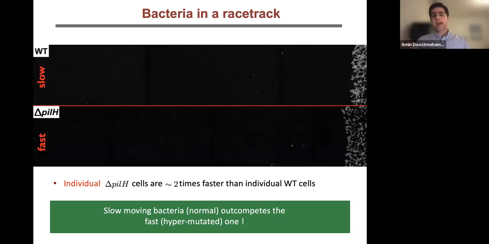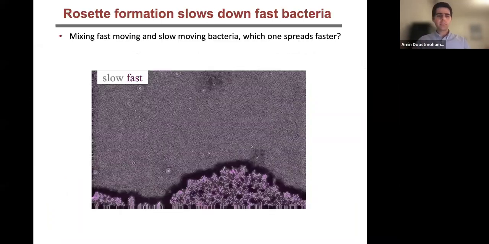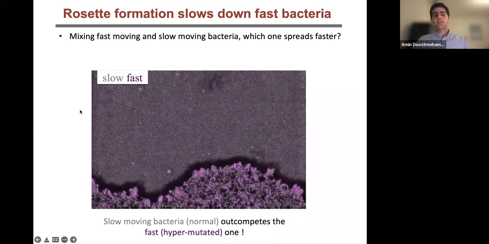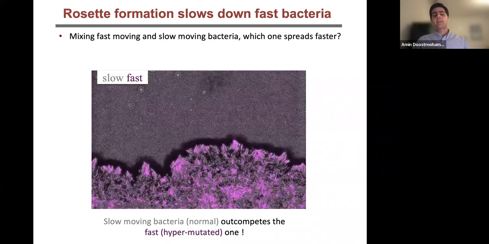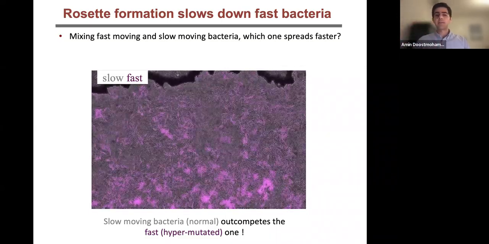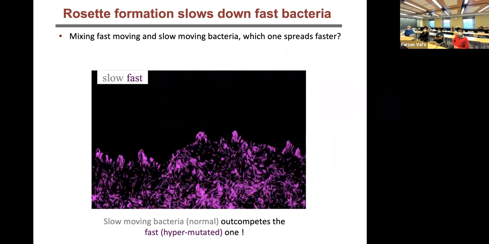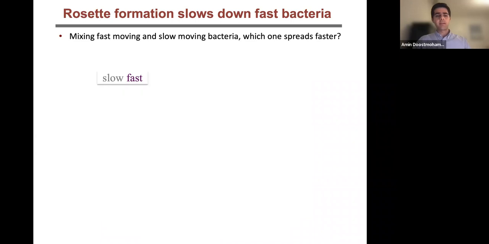Indeed, one can ask, okay, so this is the racetrack, they are separated. What happens if we mix them together? So we can mix them together. Again, now the fast ones are the purple ones. And if you look closely, you will see, again, over time, the fast ones are left behind, and the slow ones take over the front. So what color are the slow ones? Slow ones are gray.